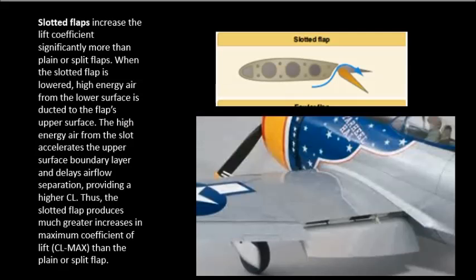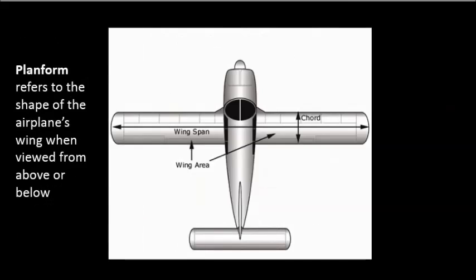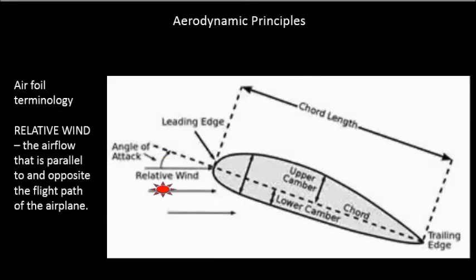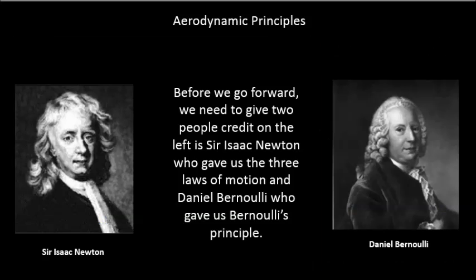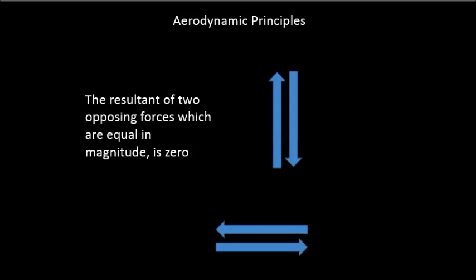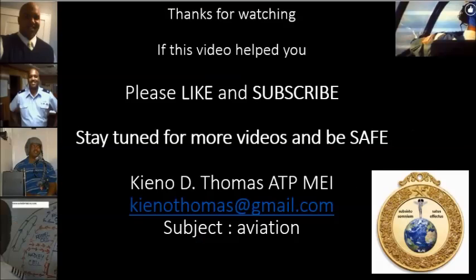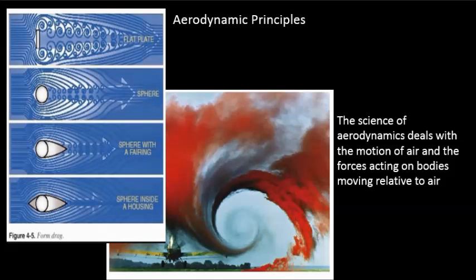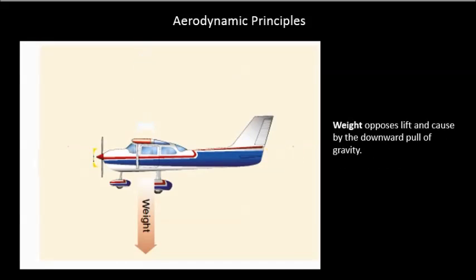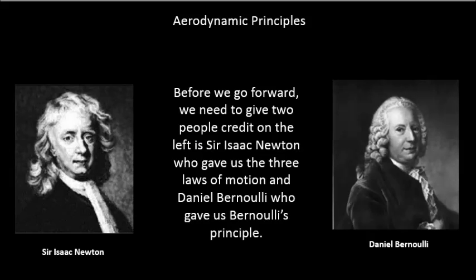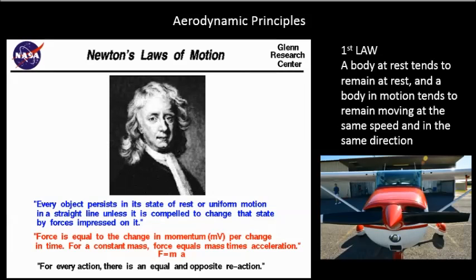I'll just flow back and we'll just recap. Alright, so to recap. We talked about aerodynamics, the science that deals with the motion of air and the bodies acting on it. We talked about vectors. We talked about the four forces of flight. We talked about Sir Isaac Newton and what he contributed to aviation, and Daniel Bernoulli. Sir Isaac Newton gave us our 3 laws of motion.